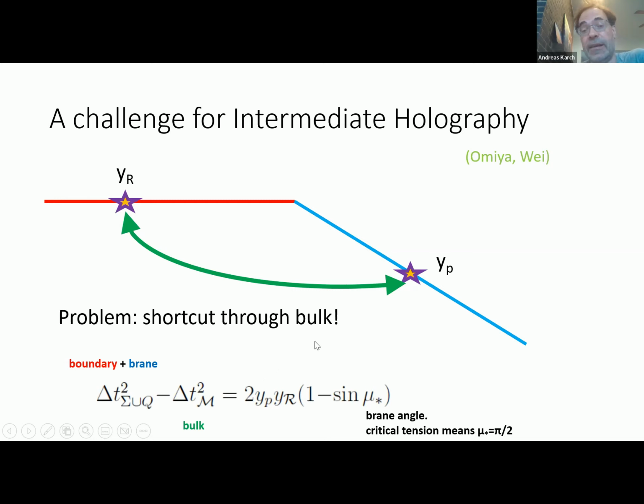I seem to have a clear violation of causality. The intermediate picture seems to be inconsistent with causality if I have this bulk dual, because geodesics through the bulk violate causality in the brane plus bath.